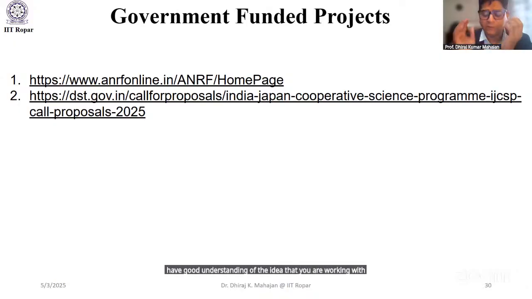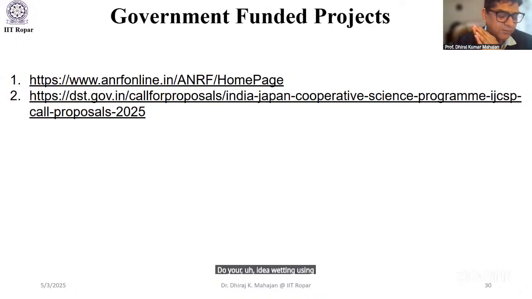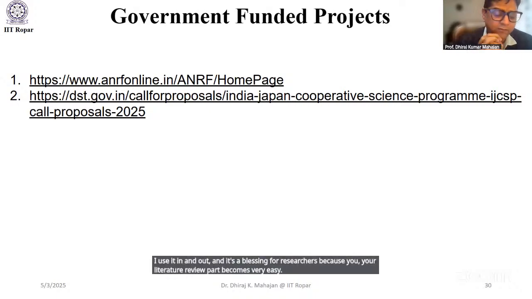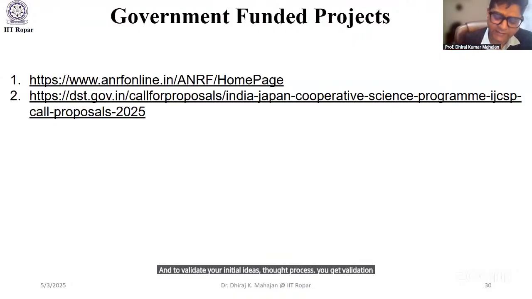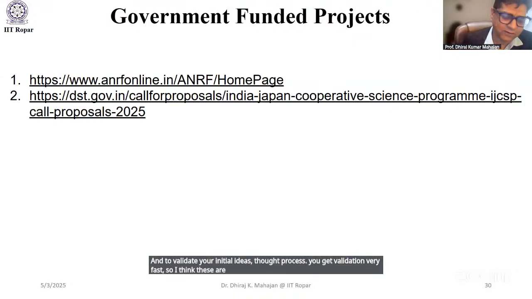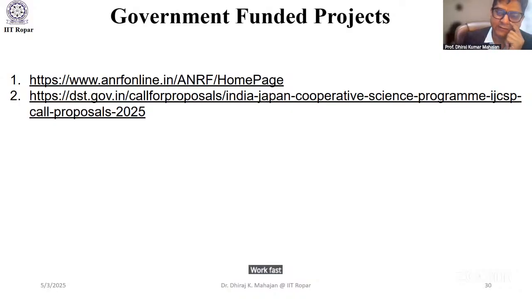Right now, with so many AI enabled tools available, you can quickly do your idea vetting using ChatGPT or Perplexity and others. That gives you really good insight to move fast. I use it in and out, and it's a blessing for researchers, because your literature review becomes very easy, and you get validation of your initial ideas very fast. I think these are some new ways to work fast in the science you are working in.